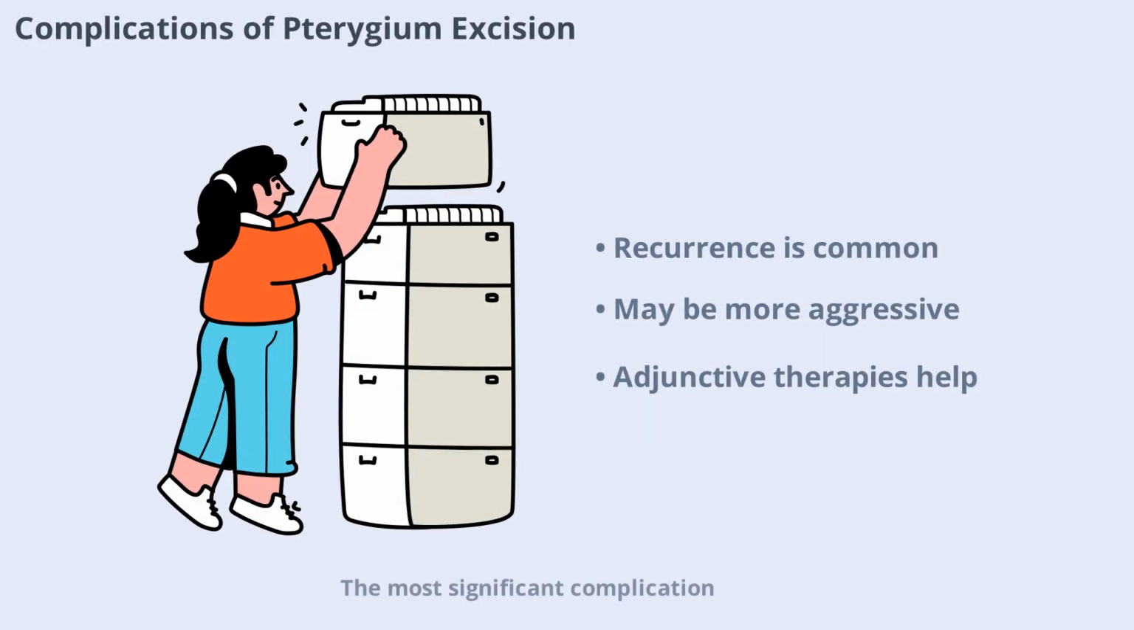The most significant complication following pterygium excision is recurrence. Despite meticulous surgical technique, the abnormal tissue can regrow, sometimes more aggressively than before. This highlights the importance of careful surgical planning and, when necessary, the use of adjunctive therapies such as grafts to minimize the risk of recurrence and ensure the best possible outcome for the patient.